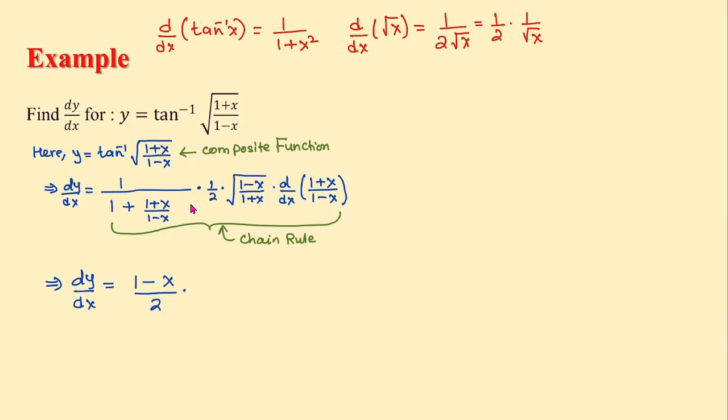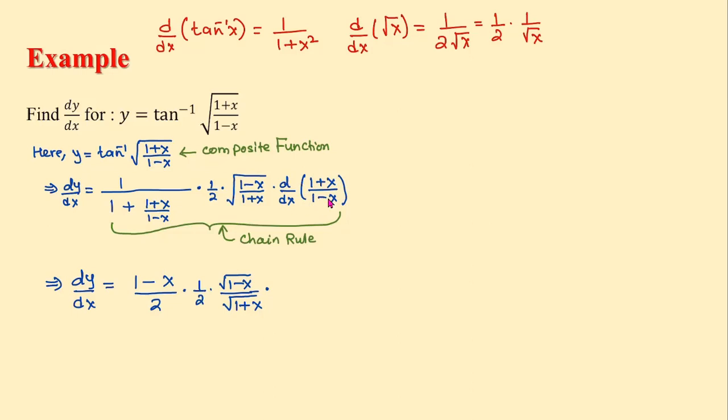Multiplied with half times the square root of, okay, let me write it like this. 1 minus x is the square root of 1 minus x in the numerator and the square root of 1 plus x in the denominator, because the square root is for both. So we can write it like that. Then multiply by, we have to use the quotient rule here.